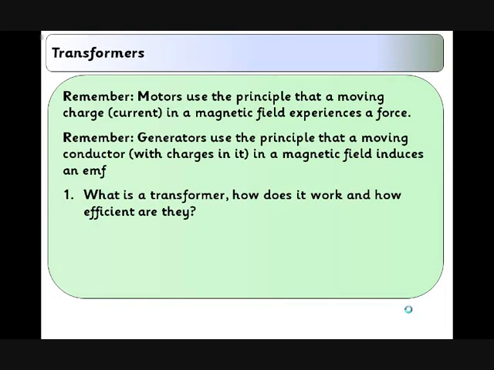The final lesson in this series is transformers. It links together some of the concepts we've learned. So, a brief reminder. Motors use the principle that a moving charge, a current in a magnetic field, experiences a force, and that turns the motor. And generators use the principle that a moving conductor with charges in it in a magnetic field induces an EMF, and in the generator we provide the movement either by us turning it or, hopefully, coal being burnt to heat water, to generate steam, to turn turbines.